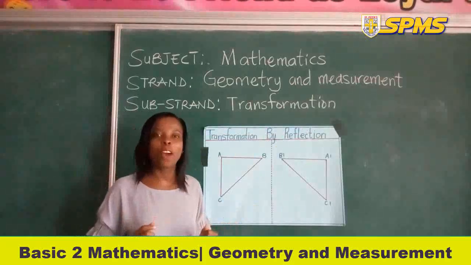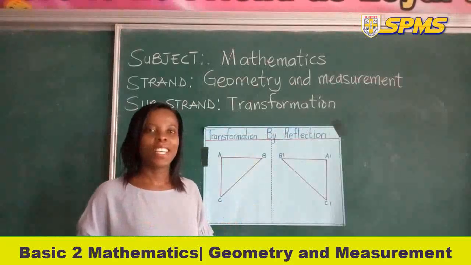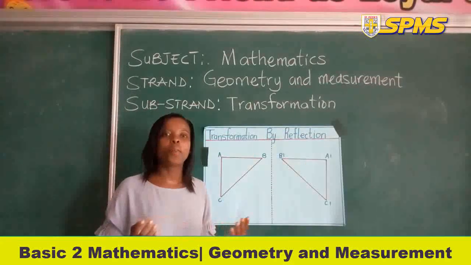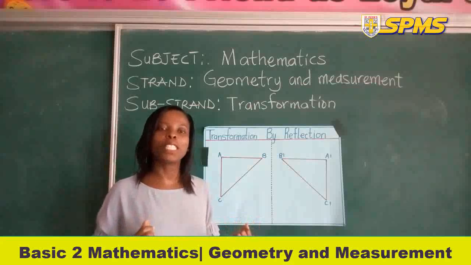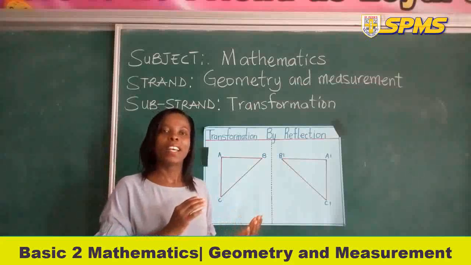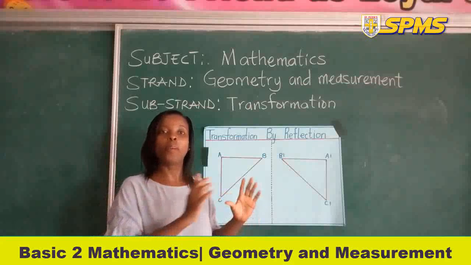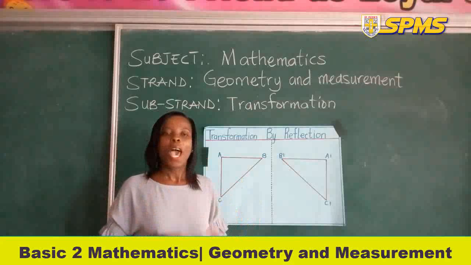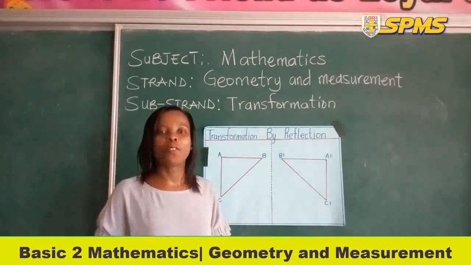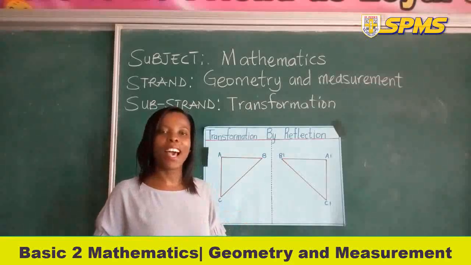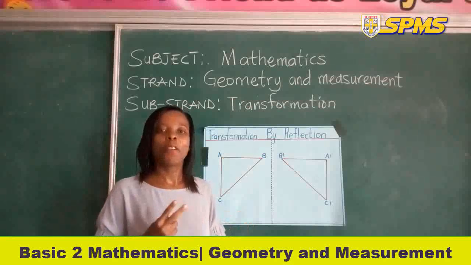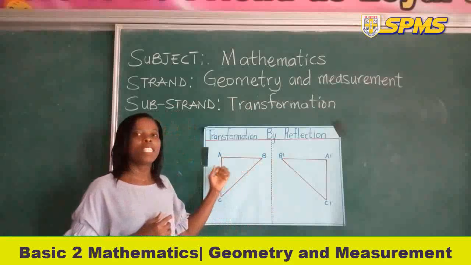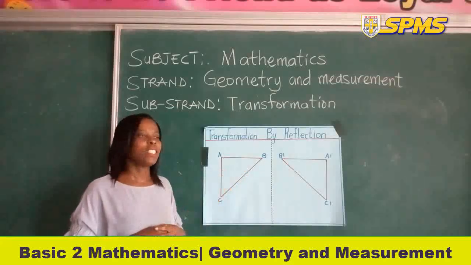Children, I hope you have enjoyed the lesson. What did we say is transformation? We said transformation is the movement of an object or a shape from one point to the other, that is, from the original point to the new point. And we've talked about the three main types of transformation. What did we say they are? The reflection. This is an example of the reflective type of transformation.